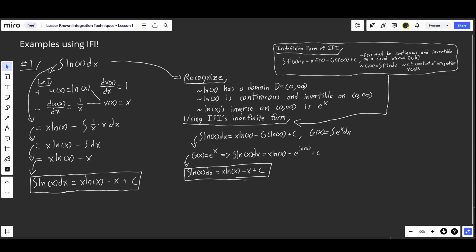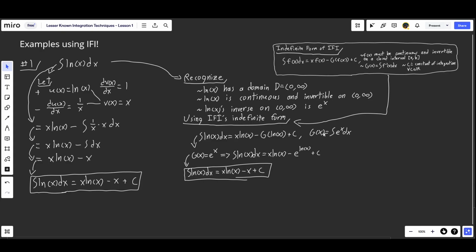Let's call it a to b. And we could set a to be as close to 0 as we want, and b to be as large as we want. Now, when we use the indefinite form of inverse function integration, we'll see that the indefinite integral of the natural log of x with respect to x will be equal to x times the function inside the indefinite integral, which is natural log of x, so x times natural log of x, minus g of the function inside the integral, which is natural log of x again, plus a constant of integration c.